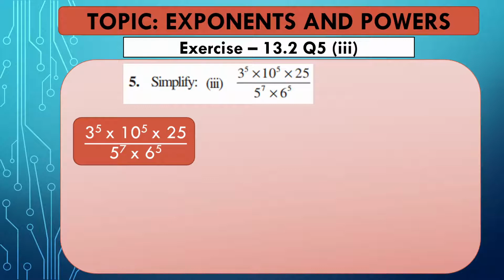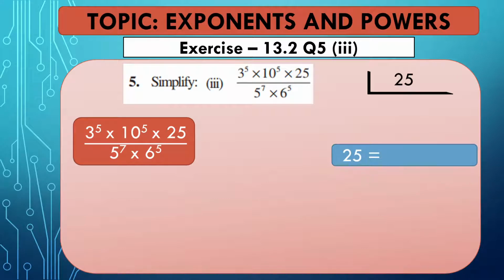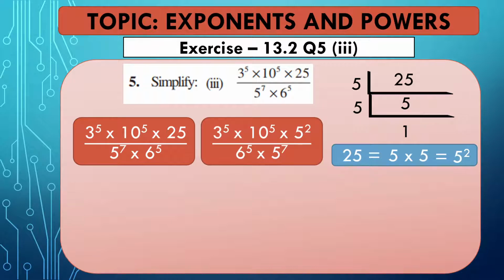So we will do the prime factorization of 25 first. 25 divided by 5, 5 5s are 25, 5 1s are 5. So 25 can be written as 5 into 5, which is 5 to the power of 2. Now we will substitute this exponential number instead of 25 in the expression.